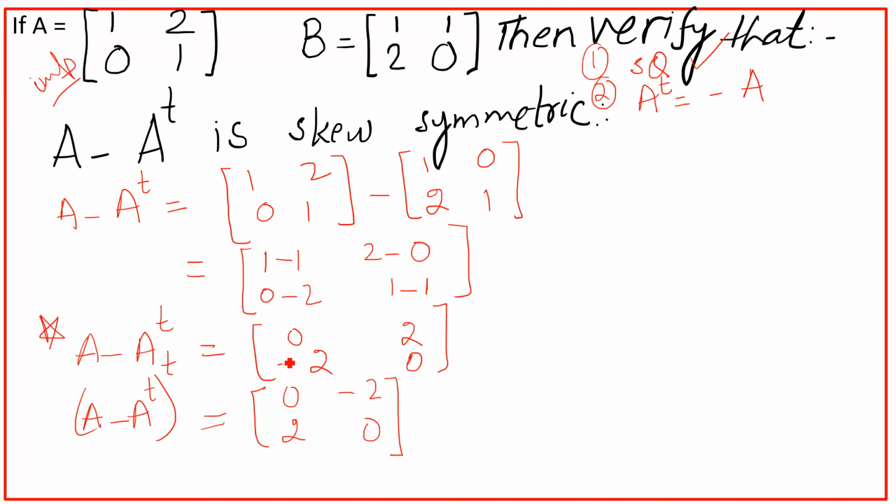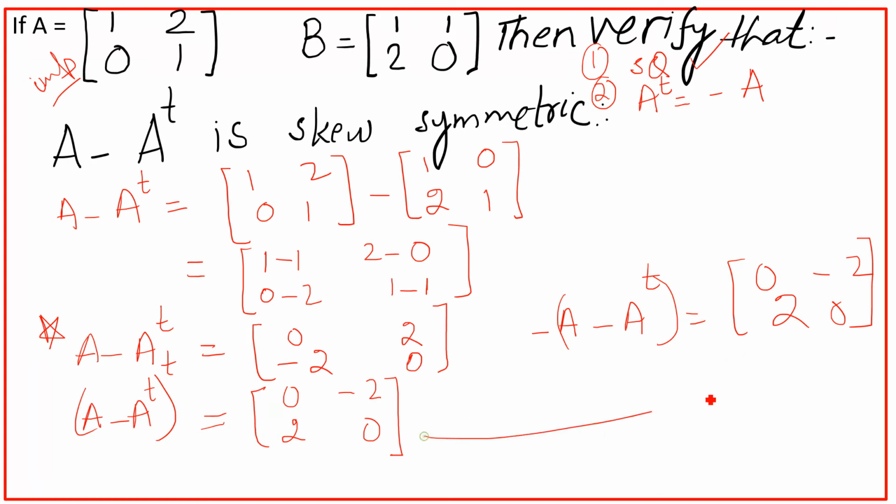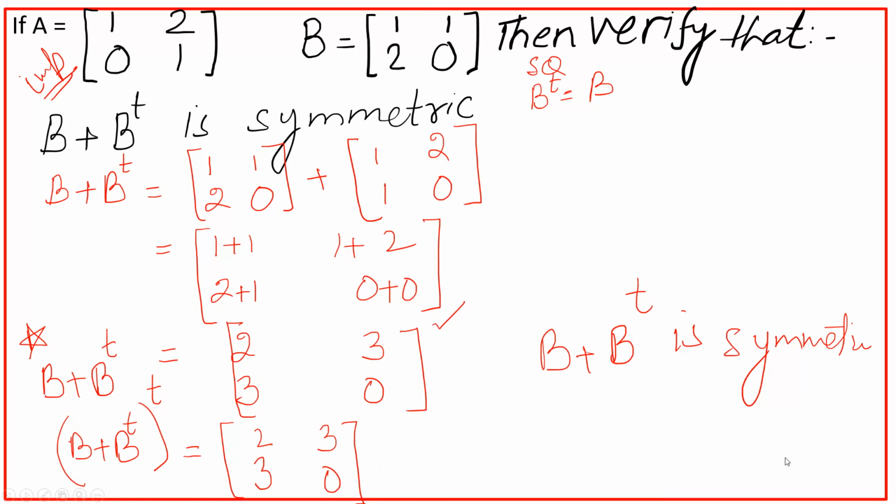So what is the negative of A? Here I will show you, negative of A minus A transpose equal to 0, negative 2, positive 2 and 0. So see, this is the transpose and this is the negative. Both are same. It means A minus A transpose is skew symmetric. So we have proved it.